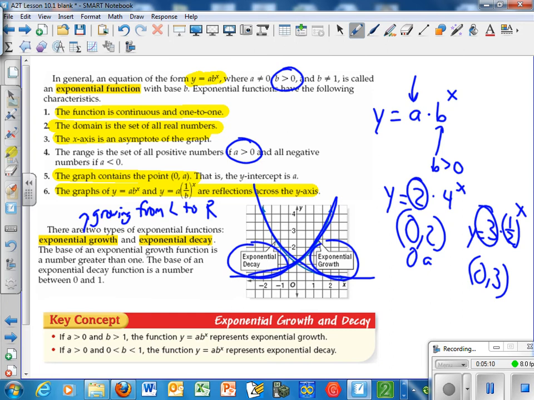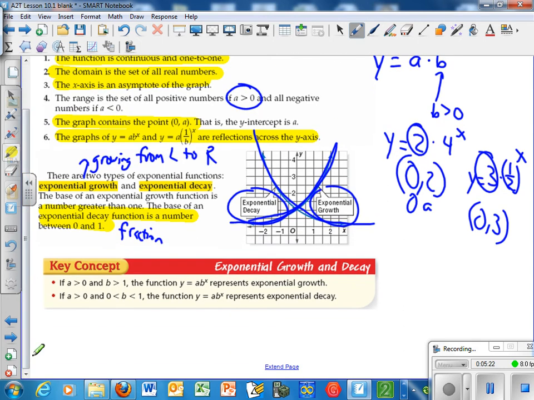The base of an exponential decay function, so what you're raising to that power, is always a fraction between 0 and 1, or decimal. And that's kind of what you're looking for. And that's what this key concept points out here. If a is bigger than 0 and the base is bigger than 1, it's going to be exponential growth. We'll look at some examples here in a second.